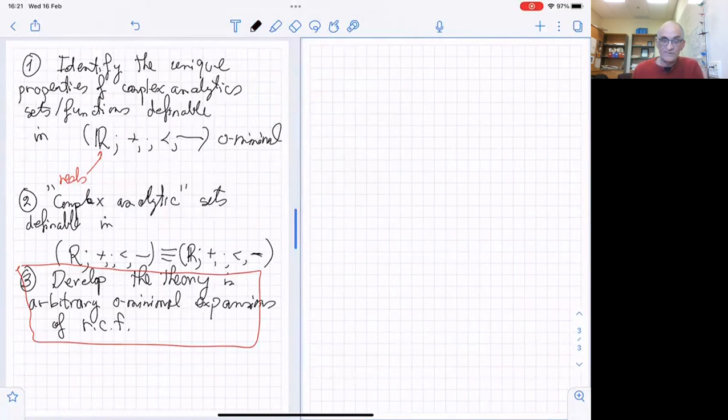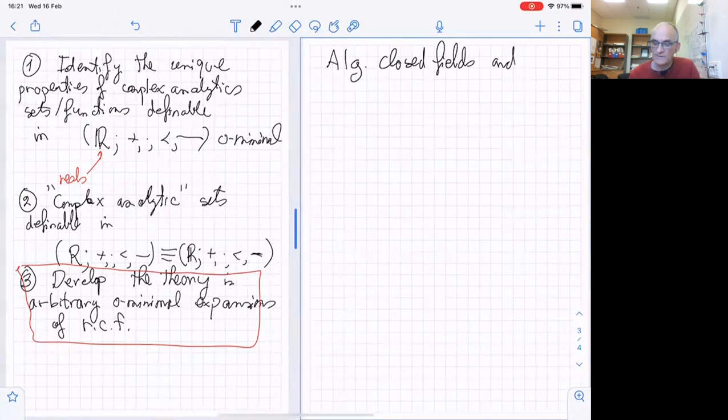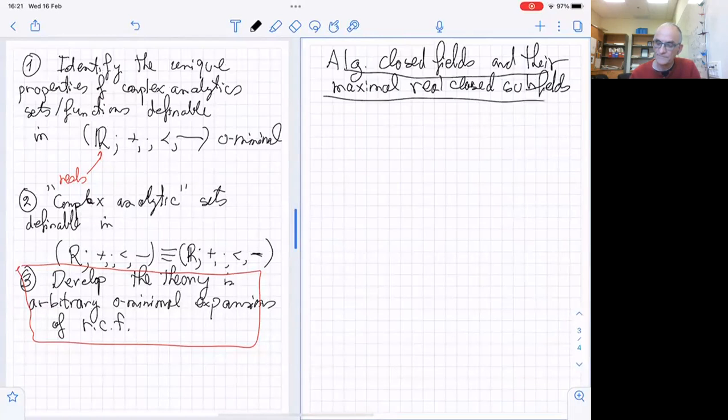And before we actually start doing things, let's talk a little bit more generally about algebraically closed fields and their maximal real closed subfields.